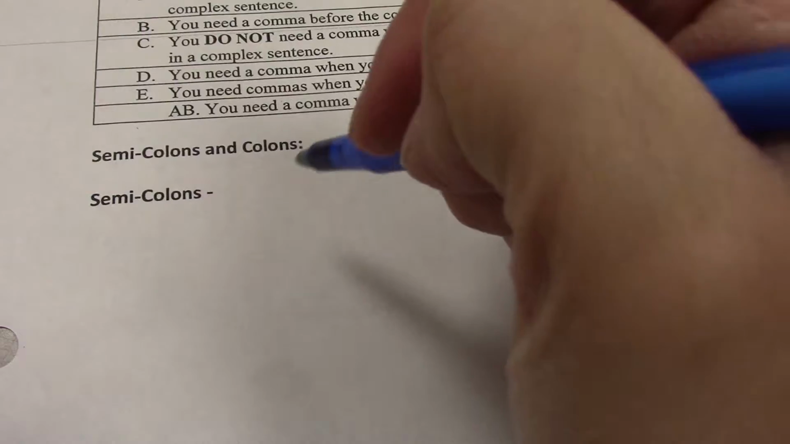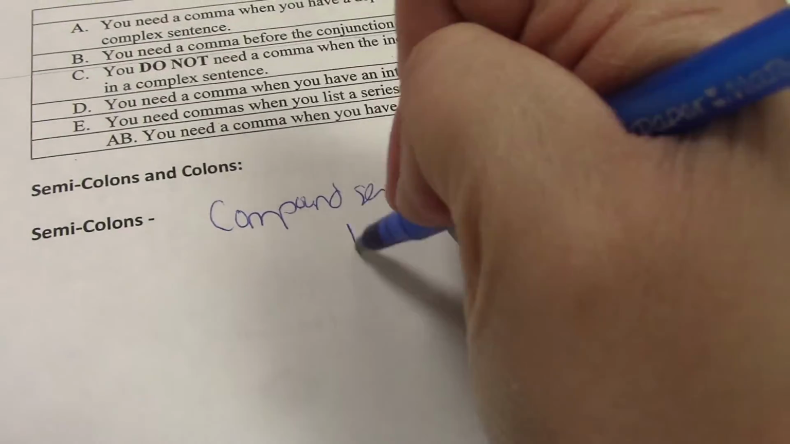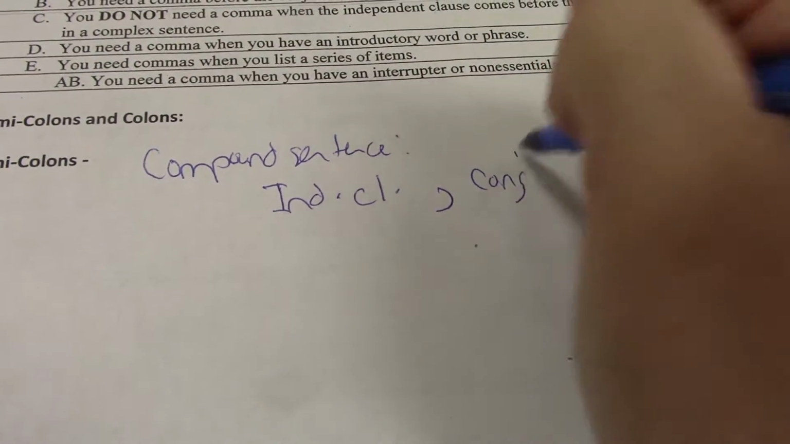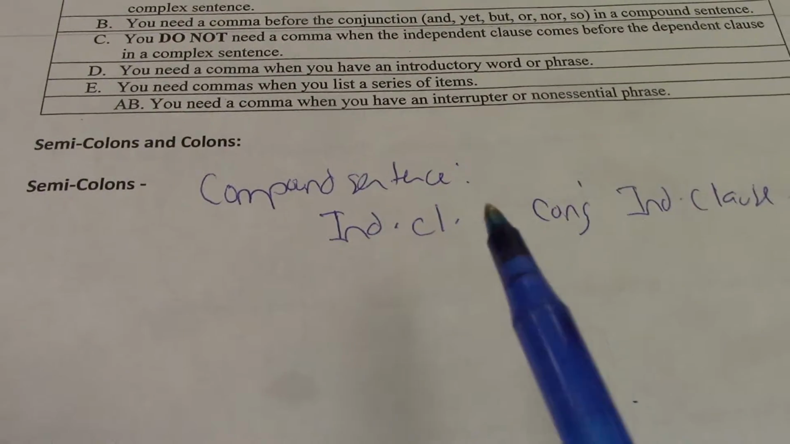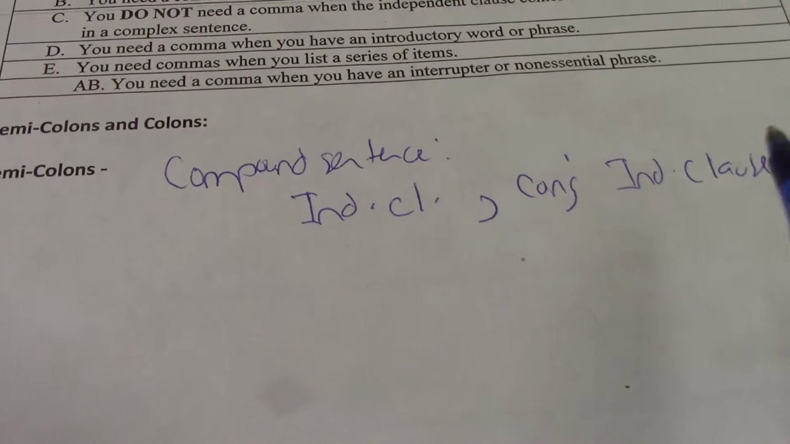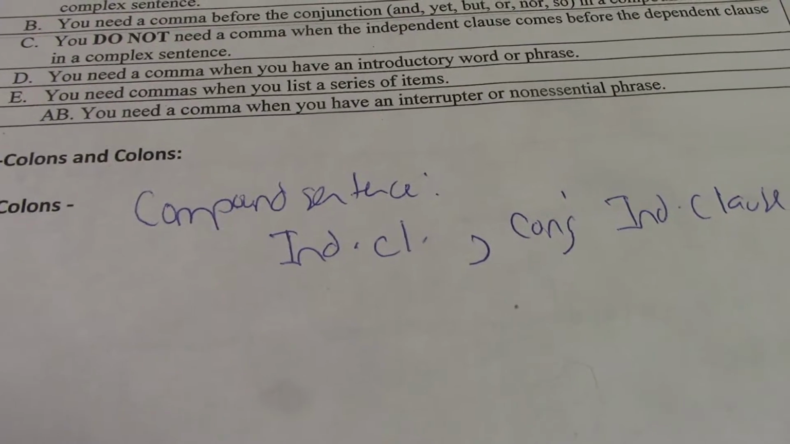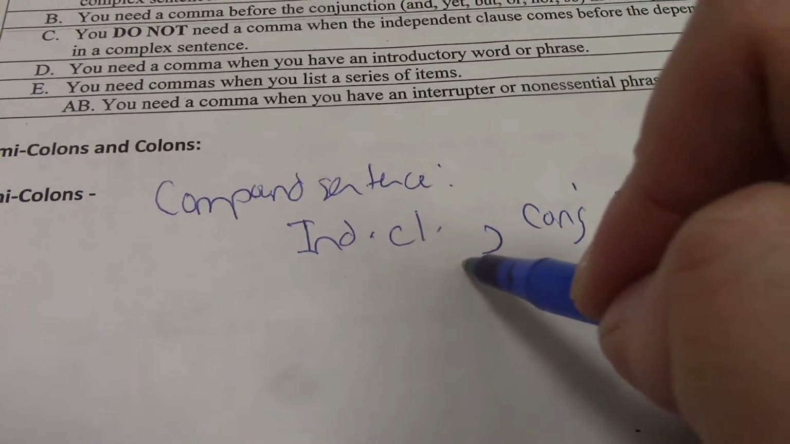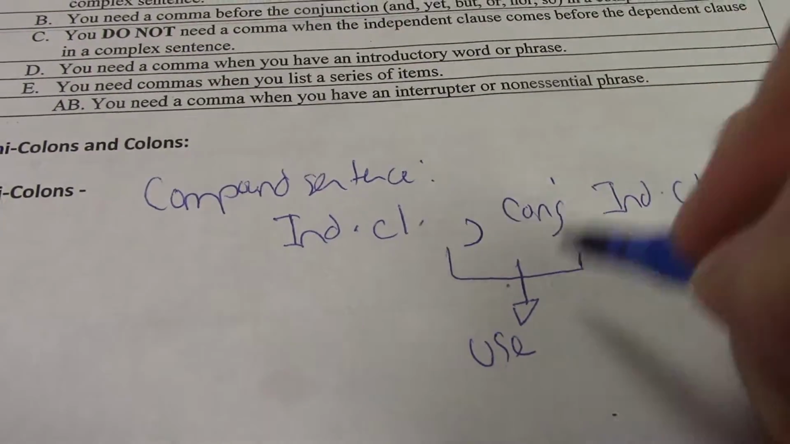So far, whenever we've had a compound sentence, I've told you that you would have an independent clause, comma, and then a conjunction, and then another independent clause. So far, when we punctuated compound sentences, I had you punctuate them with a comma and then a conjunction. But there's another way to punctuate compound sentences. Instead of using a comma and conjunction, you can use a semicolon instead.